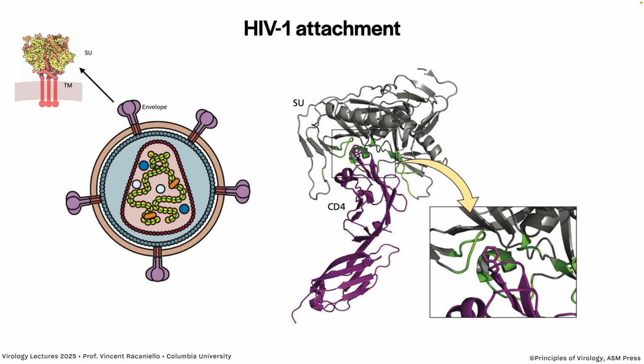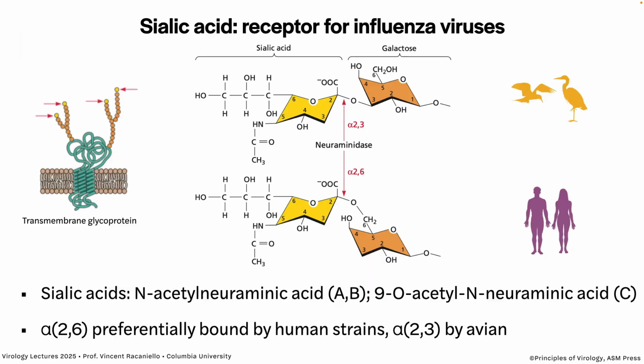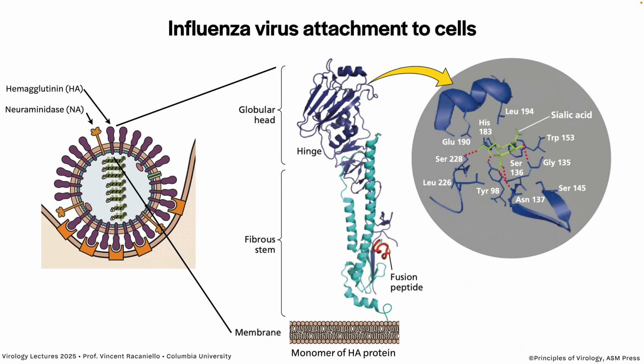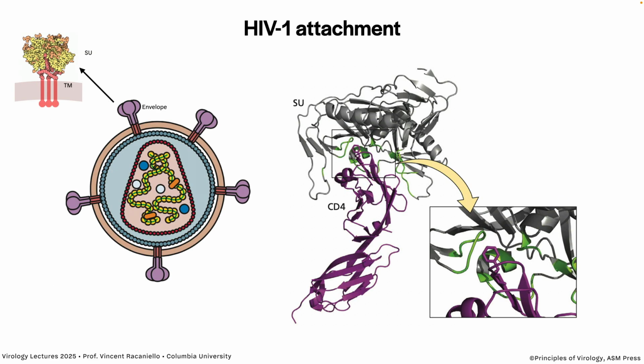Here's an example of HIV attachment. There's the HIV particle. It's enveloped. There are glycoproteins, but there are very few of them. It's sparse compared to influenza virus, where there are a lot of them, right? And this envelope spike is called envelope protein, and one of its receptors is CD4. You can see CD4 here in purple, and the viral glycoprotein binding to it here.